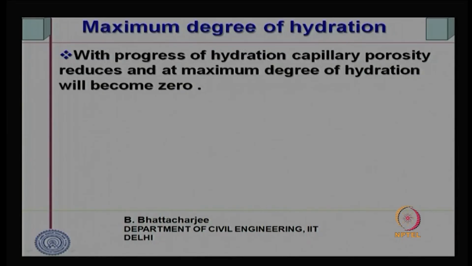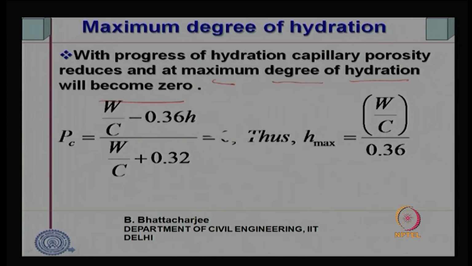Let us see this. With progress of hydration, capillary porosity reduces, and the maximum degree of hydration will be reached when capillary porosity becomes 0, if I do not have sufficient space. So, you can see that capillary porosity is this, and for this to be 0, the maximum degree of hydration is W by C by 0.36. In other words, if I have a water cement ratio less than 0.36, I will never have complete hydration.